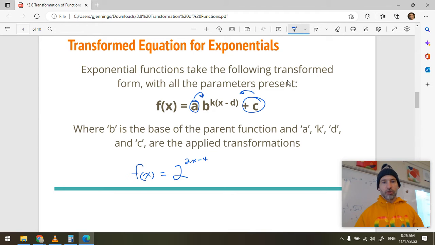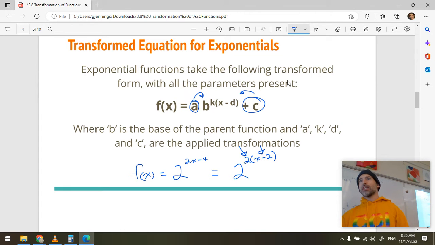So if I wanted to use transformations on something like that, I could say that's equal to 2 multiplied by 2 to the power x minus 2. And then I can clearly see that k is 2 and d is, I think of it as 2, because I flip the sign as I imagine what is d. So I'm always moving with my d instead of against my d transformation. Okay, carry on.